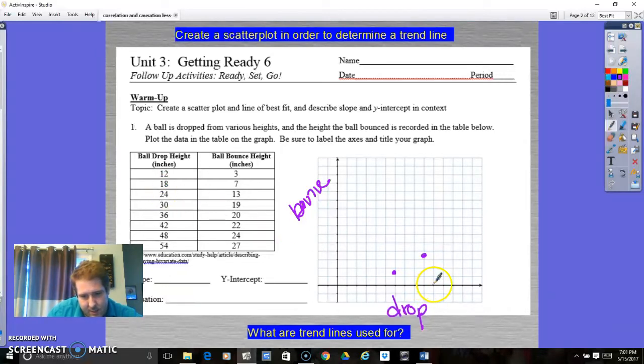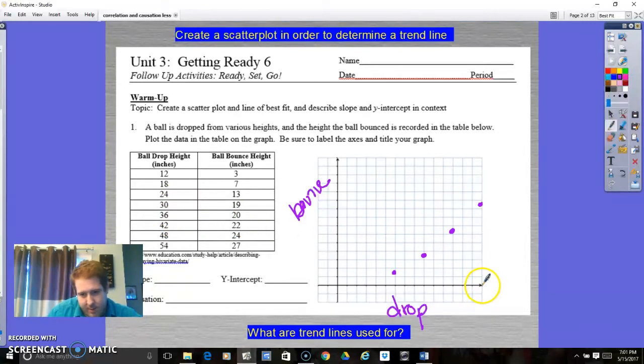Next, 24 and 13: 18, 20, 22, 24, and 13 is right there. Then 30, so this is 24, 26, 28, 30 would be right at the end. Then 19: 2, 4, 6, 8, 10, 12, 14, 16, 18, 19. This is looking pretty linear here so far.